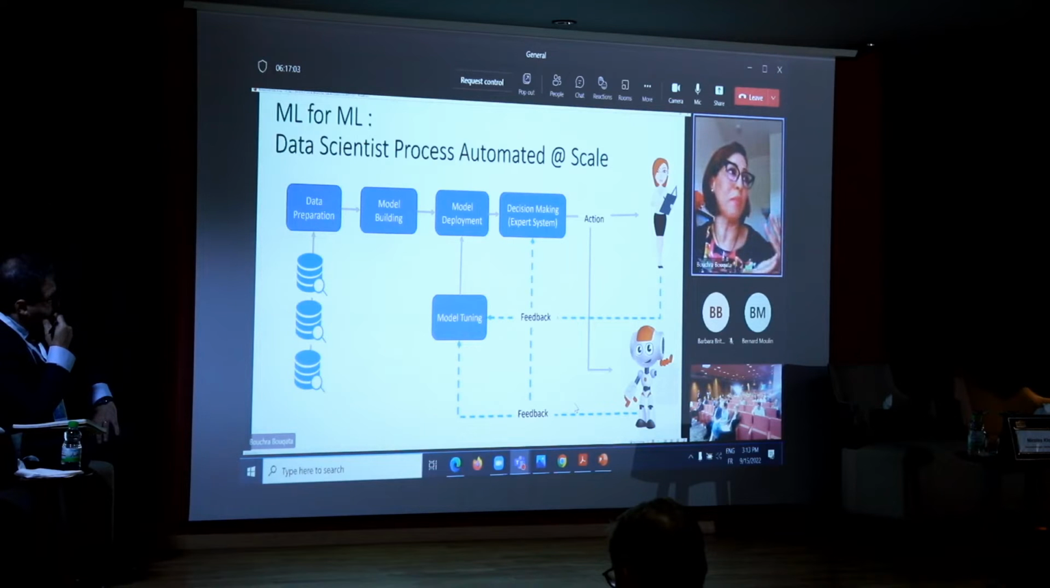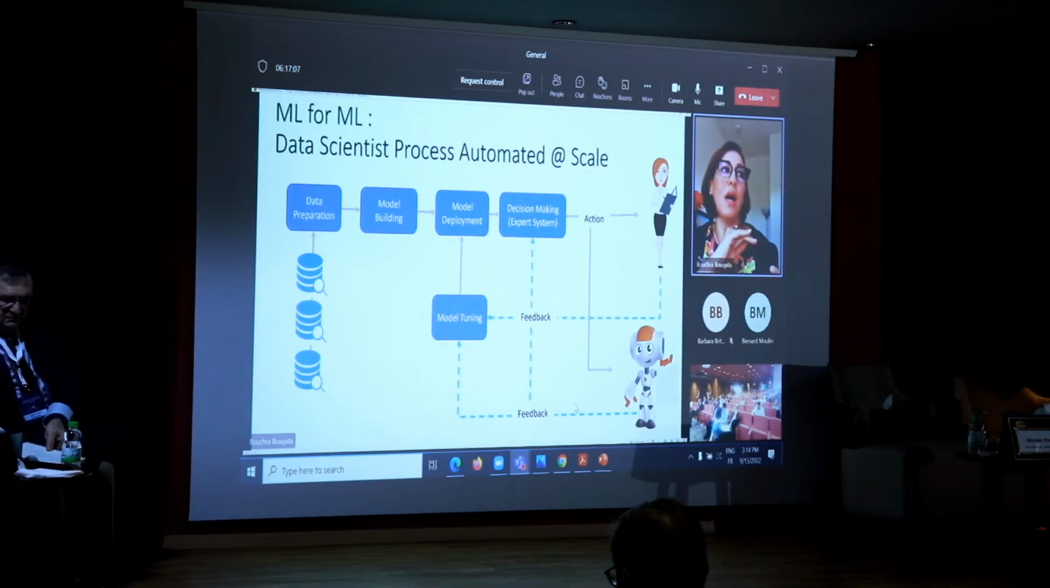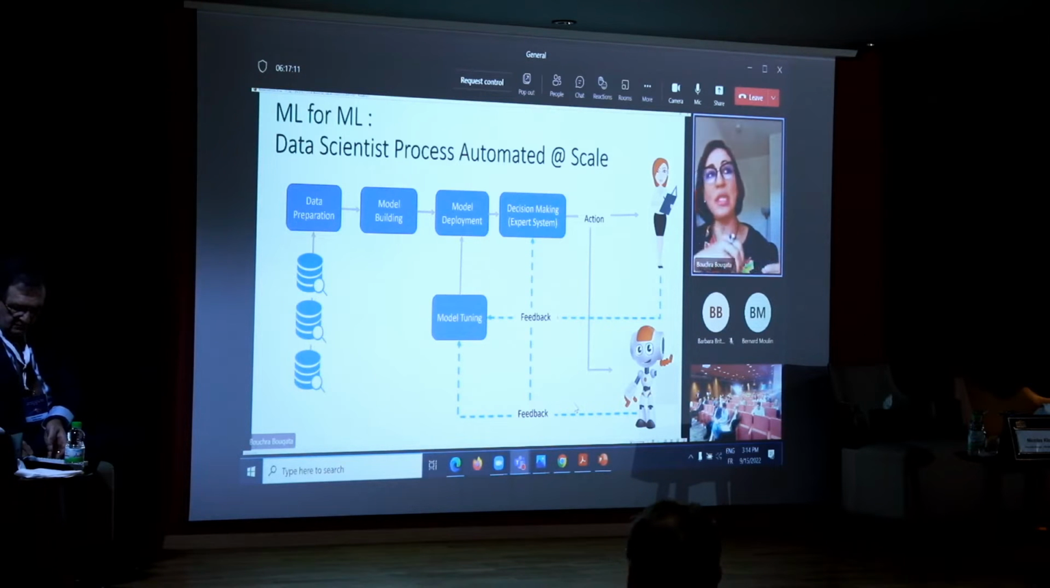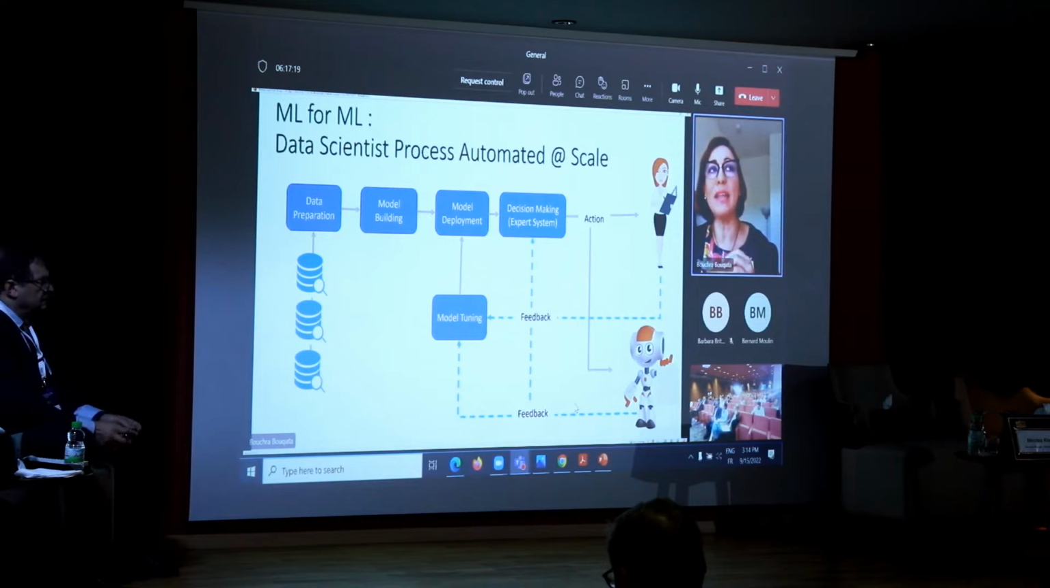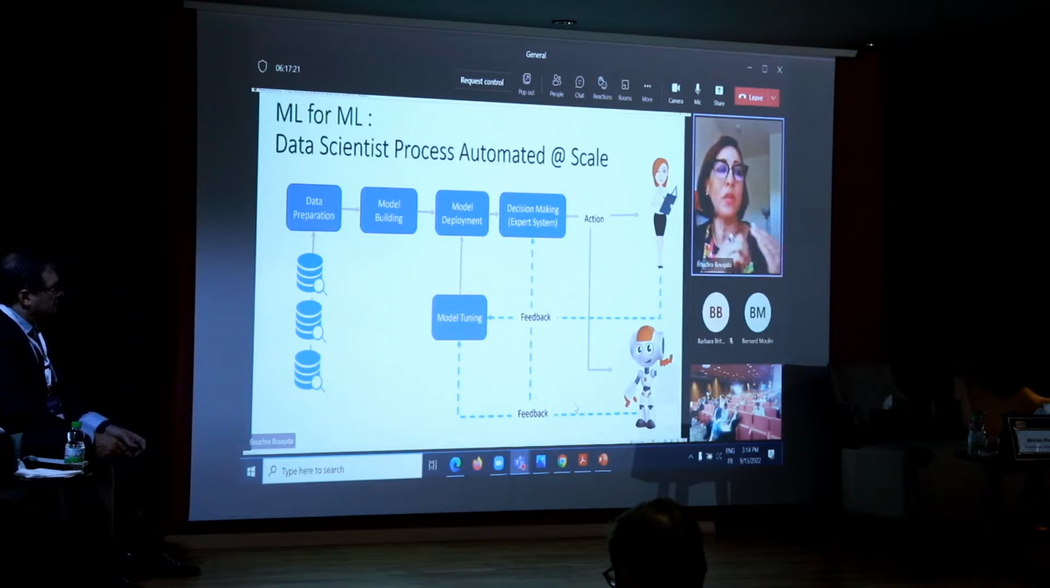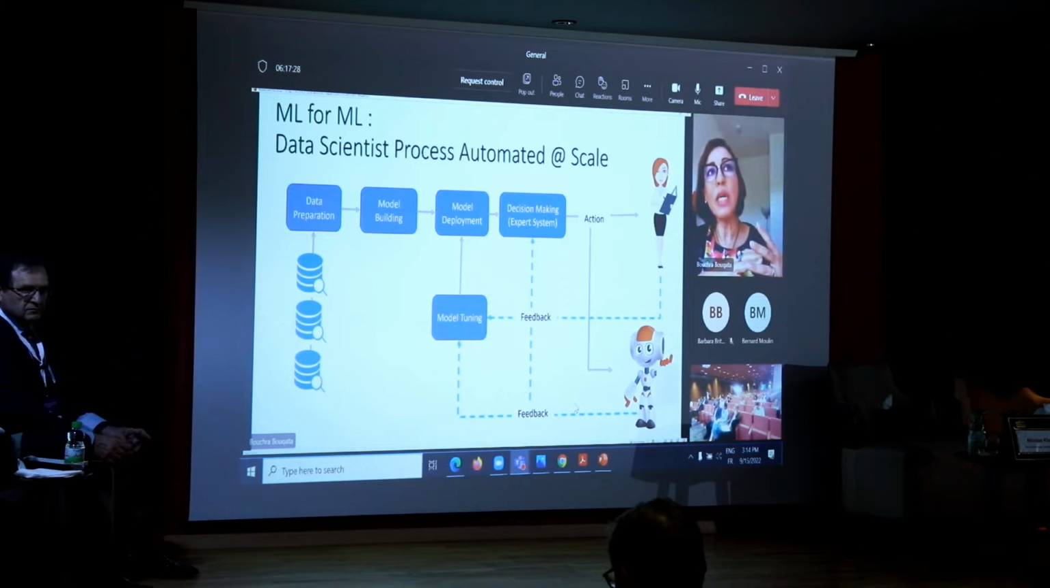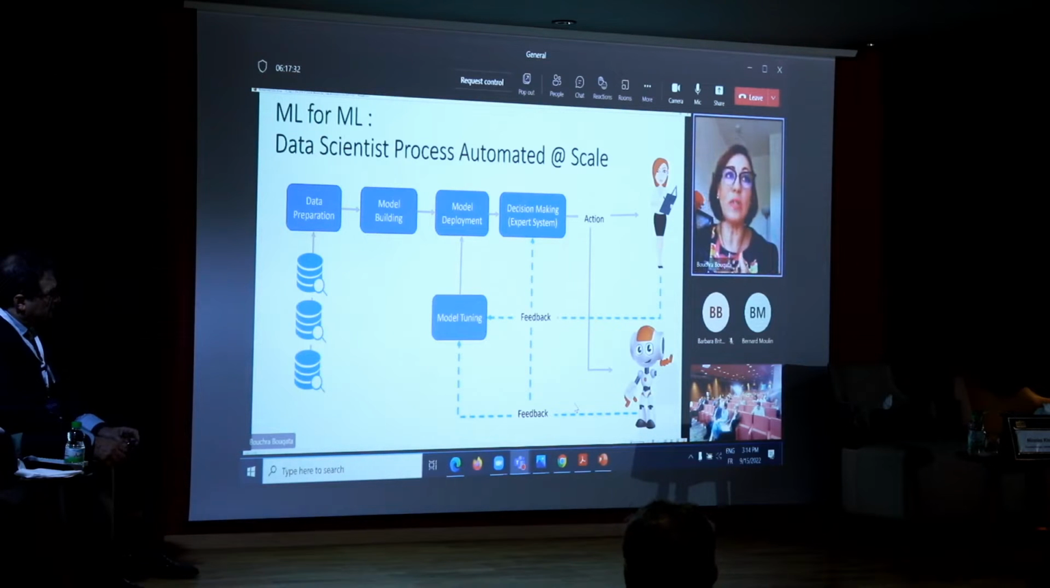So I talked about data preparation, model building, model deployment, and then it's not only about the model. The model gives you results, but then really you need to make some decisions. So there are some expert systems, and that's why that's part of that whole AI piece, making some decisions. And I'll give concrete examples in some of the applications I worked on. And then the actions of those decisions, they either affect or work with humans or with other machines.